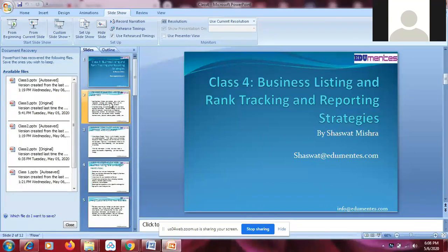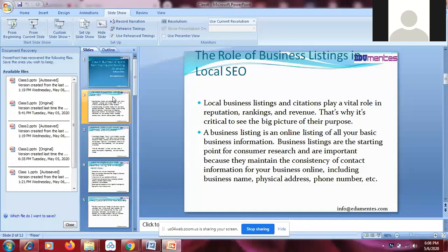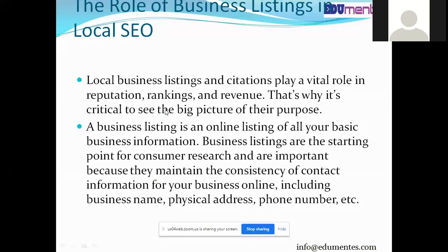The role of business listing in local SEO. From these days we have been talking about SEO, we have been talking about keywords, and a lot of things, but the thing we missed was local SEO. Indirectly I talked about it, but directly I didn't.